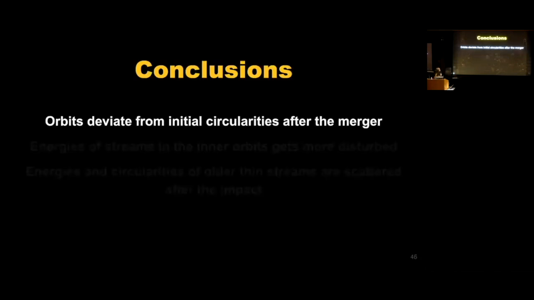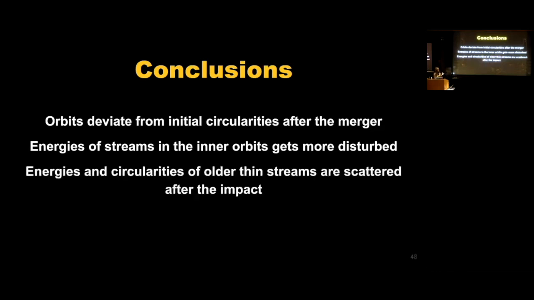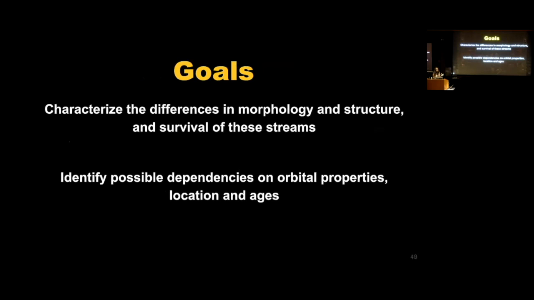So in conclusion, orbits deviate from their initial circularities after the merger, and energies of streams in the inner orbits get more disturbed, and energies and circularities of all the thin streams are scattered after the impact. So to remind again, going back to the goals that we had, the main focus of this project was to look at the effect of mergers on streams, with the goals of characterizing the effects on morphology and structure and survival of the streams, and to identify possible dependencies on orbital properties.